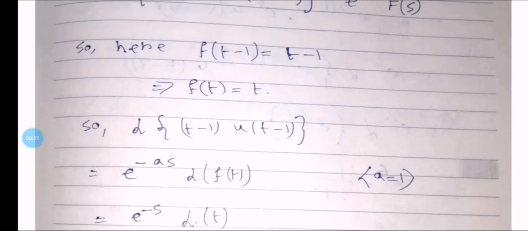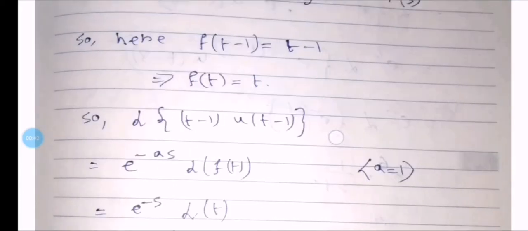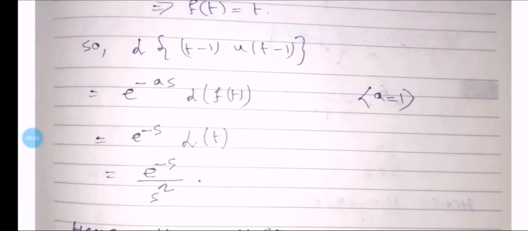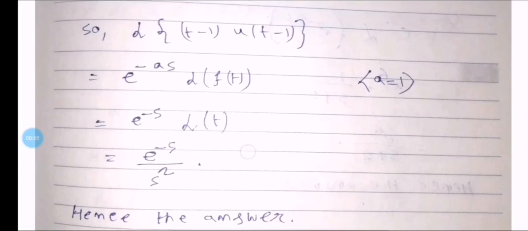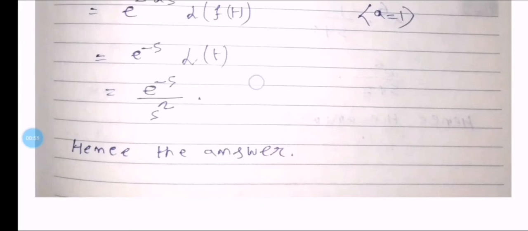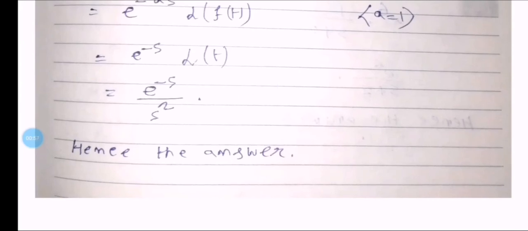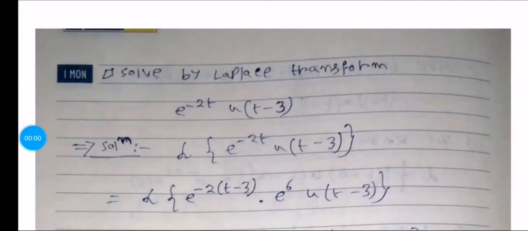So L of t minus 1 u of t minus 1 we can write as e to the power minus a s L of f of t, because F of s equals L of f of t. Here a equals 1, so e to the power minus s, and L of t, because f of t equals t, so the Laplace transform of t is 1 by s squared. So we get e to the power minus s by s squared. This is the required answer.